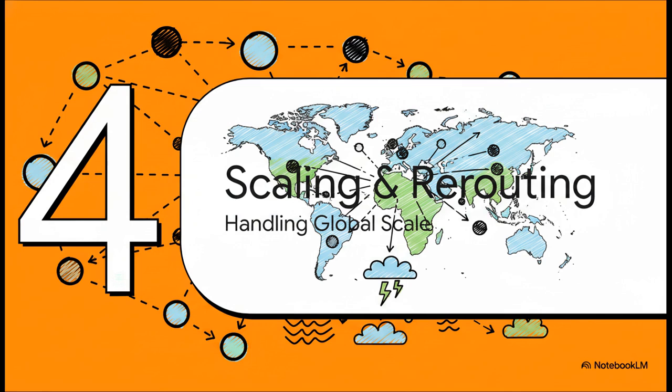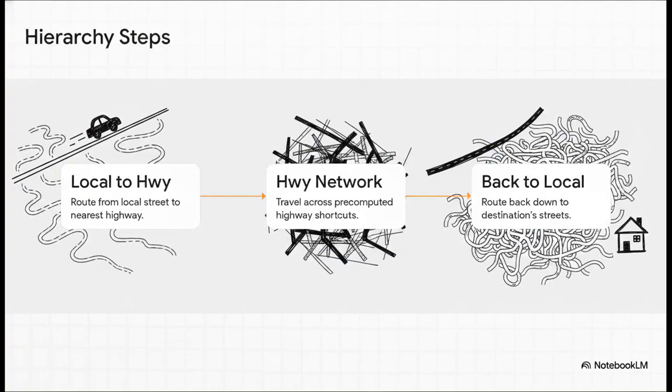Let's wrap things up with Section 4, scaling up and rerouting. Now, A-star is fantastic, but the Earth is ridiculously huge. To figure out how this works on a global scale without melting the servers, because we're talking about billions of nodes here, modern navigation engines use something called contraction hierarchies. Basically, running standard math on billions of local neighborhood nodes is just way too slow for real-time answers. So the system mathematically simplifies minor local streets, leaving behind a sparse, super-fast network of pre-computed highway shortcuts.